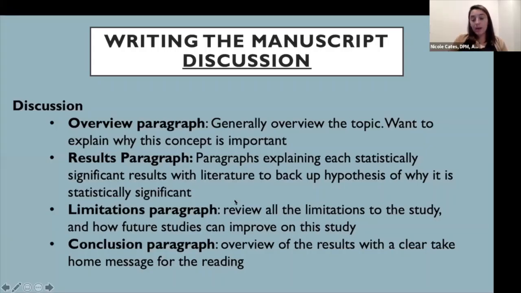And then after you have that, you're going to have a limitation paragraph. You want to clearly map out for the reader the limitations of your study. So you want to acknowledge that this is a retrospective study. You want to acknowledge the limitations, like there's a small n. Whatever factors weaken your paper, you want to clearly define it for the reader.